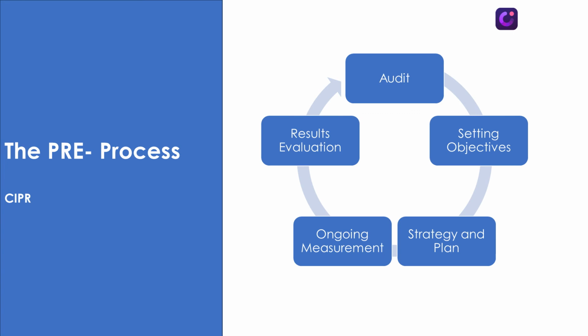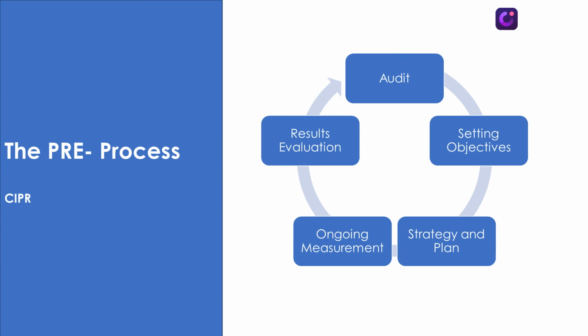When we set the objectives, the next stage will be the strategy or the plan that we would want to put in place to achieve this. And then from there, you see ongoing measurement. So we are moving from audit clockwise: setting objectives, strategy and plan, ongoing measurement. The PRE process is telling us that we keep measuring as we unfold our plans. In the strategy and plan there is implementation as well, and ongoing measurement, and then finally we get to results evaluation.